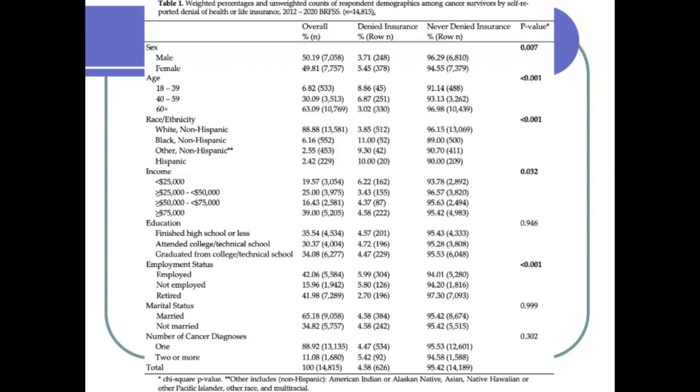What this actually tells me is that when I run my analysis looking at the relationship between race and ethnicity and whether or not someone was denied health or life insurance, I should not consider variables like education, marital status, or number of cancer diagnoses. I should not consider these variables as potential confounders because they don't have a relationship with the outcome variable. So I can automatically deduce from this table that I should not consider those specific variables, education, marital status, and number of cancer diagnoses, as potential confounders because they don't have a statistically significant relationship with my outcome variable.